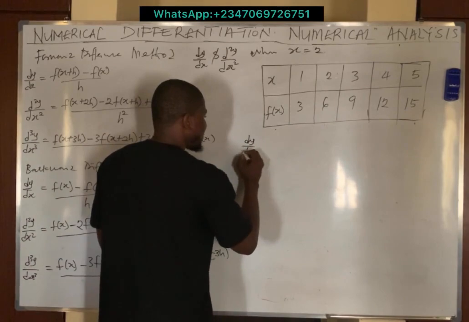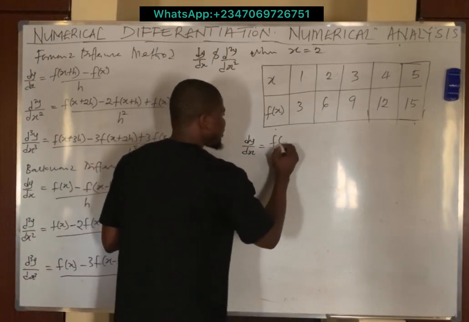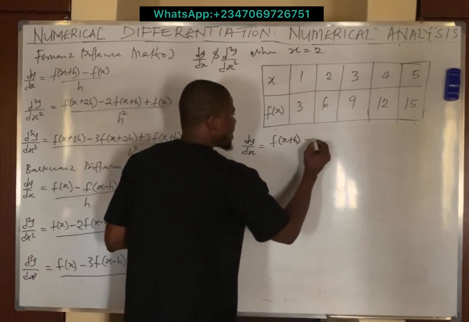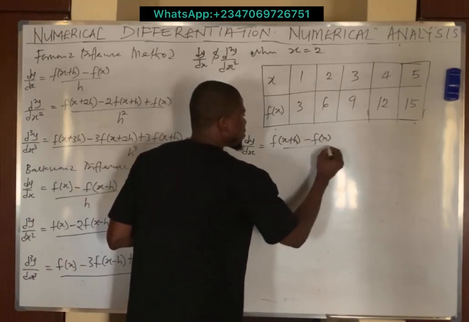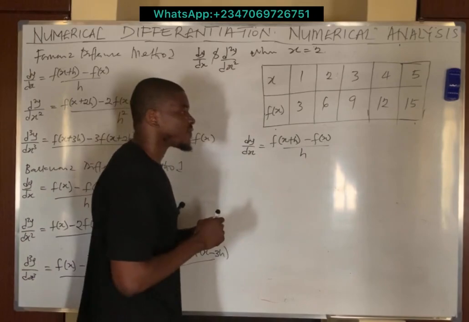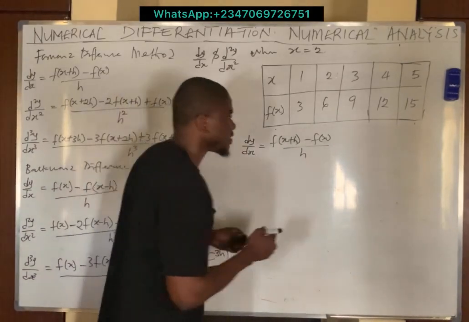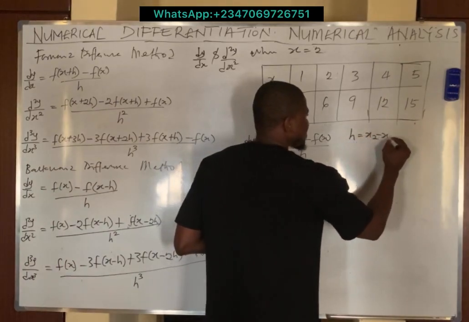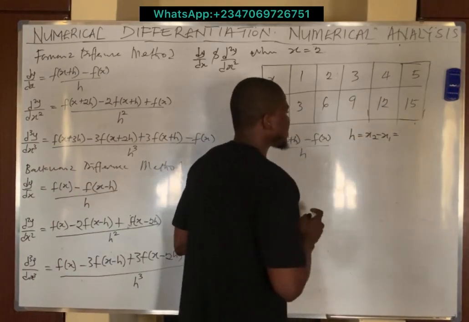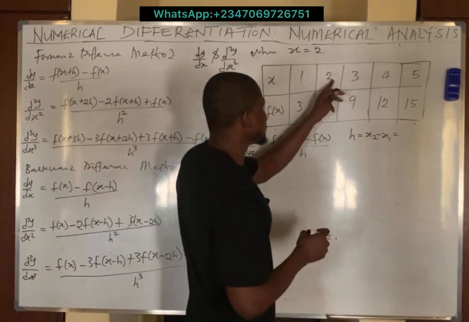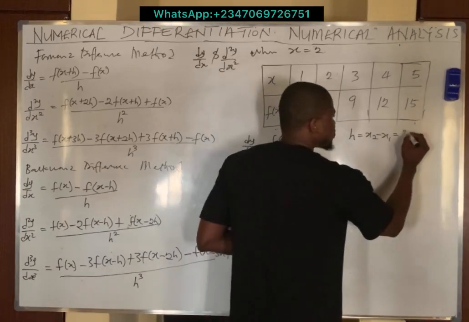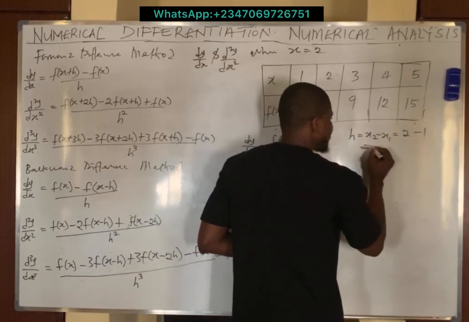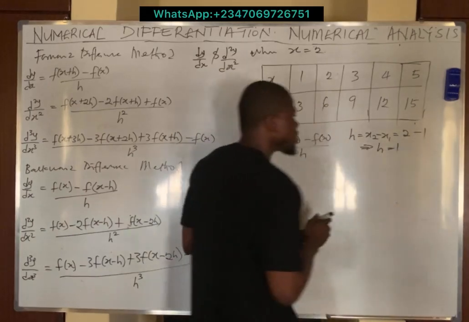So remember the formula for the first derivative: dy over dx is equal to f of x plus h minus f of x, all over h. So we need to find our step size h, or the interval. The interval h can be x2 minus x1, or x3 minus x2, and so on. So x2 there is 2, x1 is 1. So you simply have 2 minus 1, which implies that my interval h is equal to 1.